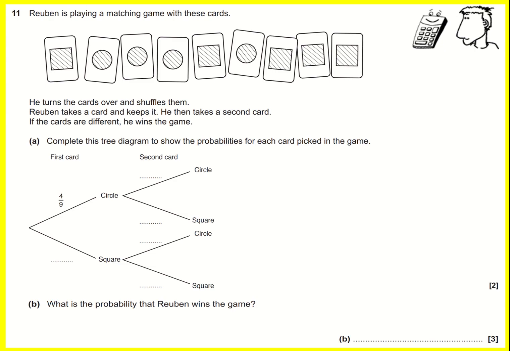This is a tree diagram question, and the first thing it's asking us to do is fill in the tree diagram. So we can see there are 1, 2, 3, 4 circle cards, and there are 9 in total: 1, 2, 3, 4, 5, 6, 7, 8, 9. So that's where this probability comes from, 4 over 9. For a square, there are going to be 5 of them, so it's 5 over 9.